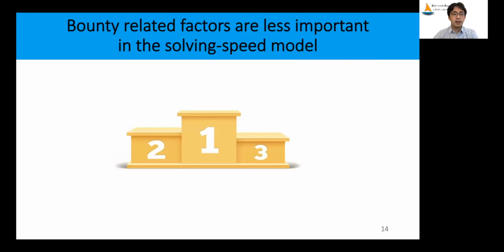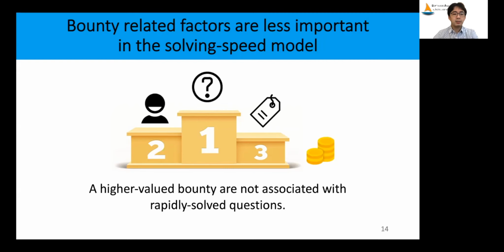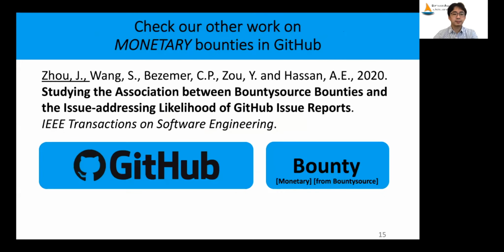However, we found that the bounty-related factors are less important in the solving speed model. The question-related, user-related, and tag-related factors are more important than bounty-related factors. Especially, a higher valued bounty does not help a question get solved faster.